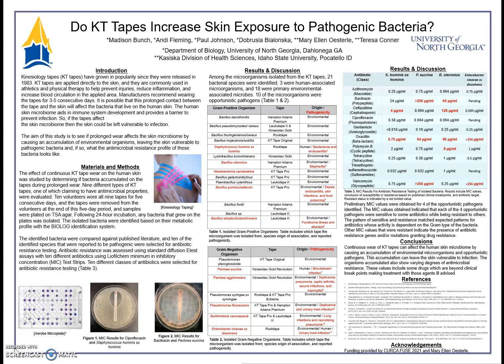Preliminary minimum inhibitory concentration, or MIC values, were obtained for 4 of the opportunistic pathogens identified. The values obtained indicated that each of the 4 opportunistic pathogens were sensitive to some antibiotics while being resistant to others. The sensitivity and resistance patterns matched expected patterns for some antibiotics whose activity is dependent on the gram type of the bacteria. Other MIC values that were resistant indicate the presence of antibiotic resistance genes and/or mutations granting drug resistance.